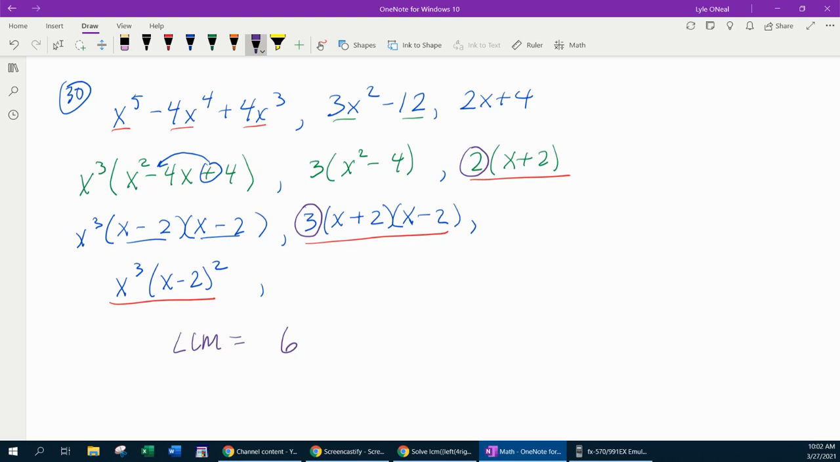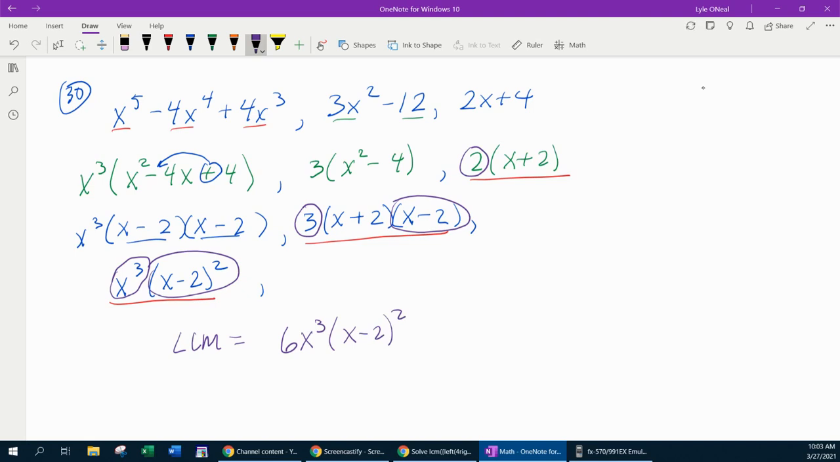And then I notice that I've got this monomial factor of x to the third. We're going to have to take that. What do we have in common next? Well, we have an x minus 2 squared and an x minus 2 to the first. So when you're finding the LCM, you have to take the factors that they have in common and you take the biggest power. So x minus 2 quantity squared.